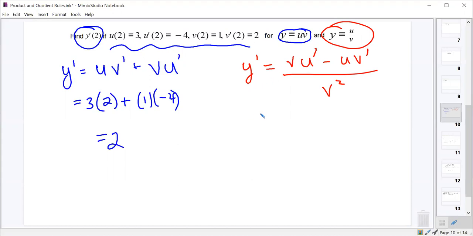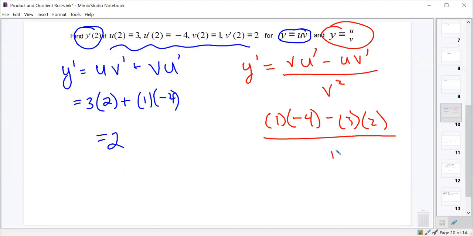v of 2 is still 1. And the derivative of u is still -4. u of 2 is still 3. v prime is still 2. And v is still 1. And we get -10. Any issues with that? Everybody good with that? All right, cool.